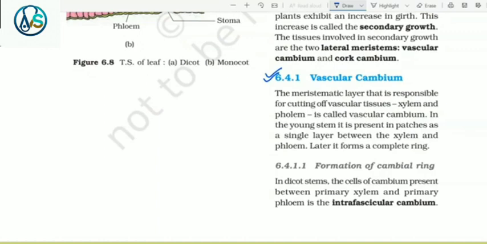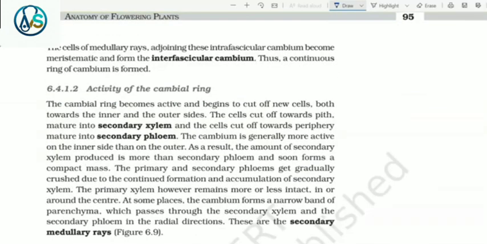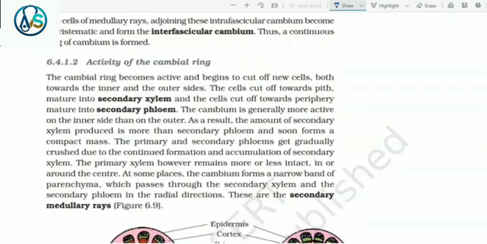6.4.1 Vascular cambium. The meristematic layer that is responsible for cutting off vascular tissues, xylem and phloem, is called vascular cambium. In the young stem, it is present in patches, a single layer between the xylem and phloem. Later, it forms a complete ring. 6.4.1.1 Formation of cambial ring. In dicot stems, the cells of cambium present between primary xylem and primary phloem is the intrafascicular cambium. The cells of medullary rays adjoining these intrafascicular cambium become meristematic and form the interfascicular cambium. Thus, a continuous ring of cambium is formed.